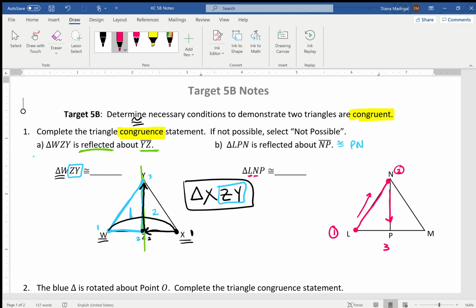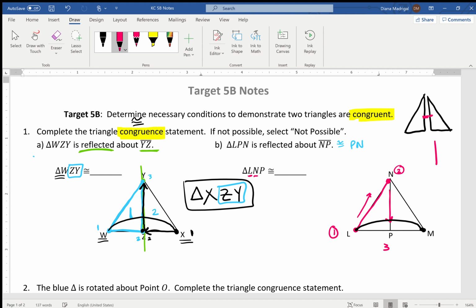Since it was reflected, L is going to be moving to this side, which is going to be M. P and N stay the same because it's the same line for both of them. What I want you to understand is that we have this triangle, but this line is the same thing as this one because we are using it to reflect. That's why we have one big triangle like this, but there are two little triangles in there.